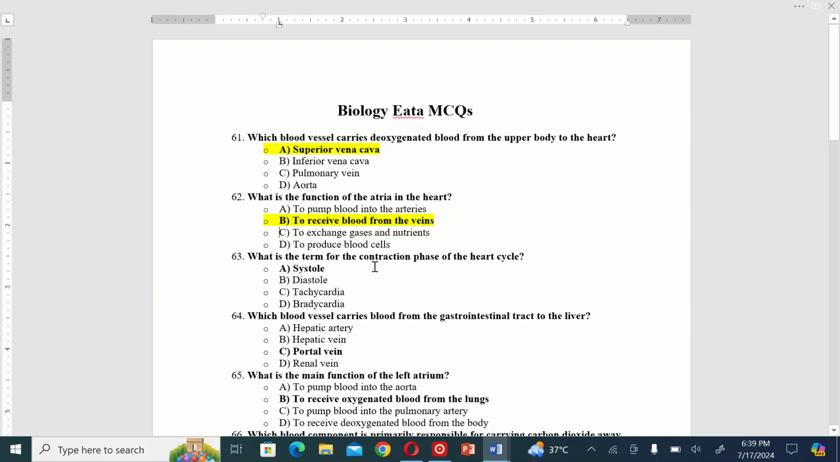What is the term for the contraction phase of the heart cycle? A. Systole. B. Diastole. C. Tachycardia. And D. Bradycardia. So the correct option is A. Systole.